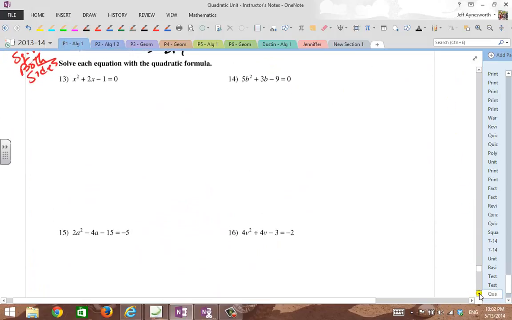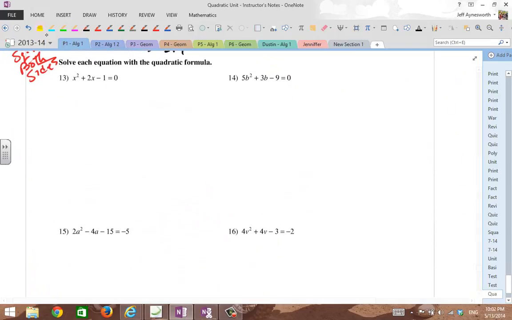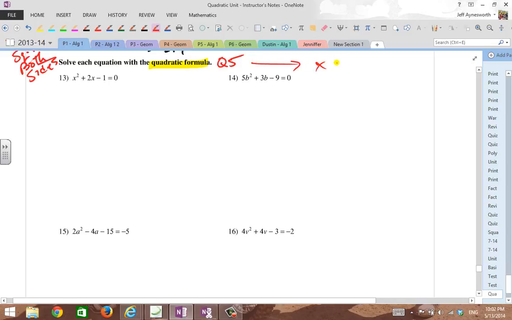Okay, now this is my last lesson. All right, we're going to solve by the quadratic formula. Open your notes to Q5 right here, and let's use the quadratic formula, and let's write it down first. X equals negative b plus or minus the square root of b squared minus 4 times a times c, all divided by 2 times a. Keep in mind that you should put parentheses around all your variables because you're going to be substituting them in.